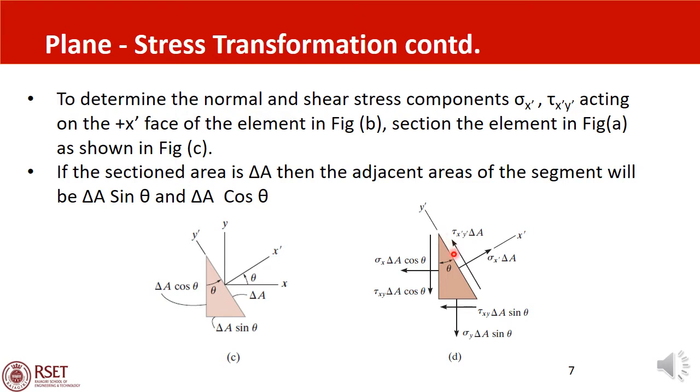Now on the inclined surface the area is delta A, and here the normal stress component is sigma x dash. When it is multiplied by the area, we get the force component as sigma x dash delta A along the x dash axis, and the shear force component along the y dash axis is tau x dash y dash into delta A. Now we consider the equilibrium of all these forces.